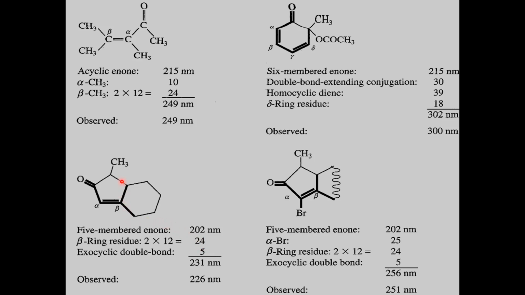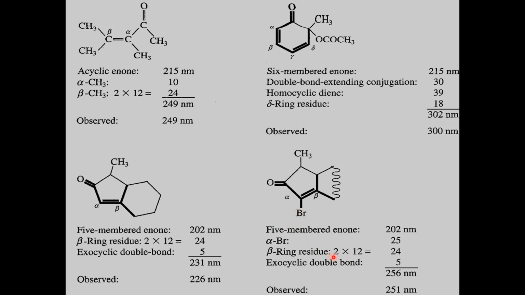Additionally, we have two beta substituents. It will increase the wavelengths by 12. And then we have also an exocyclic double bond. Therefore, the calculated lambda max will be 231, whereas the observed is 226. In this example, the same, but we have bromine attached to the alpha carbon.